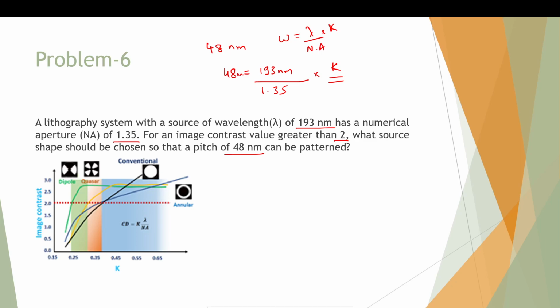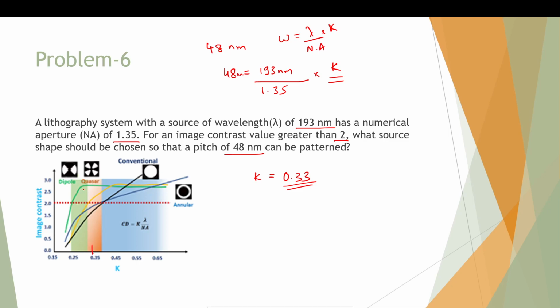Do you agree? So then K comes out to be, I have done this somewhere. K comes out somewhere around 0.33. Okay. So based on that, which source should we use? 0.33 will be somewhere here.